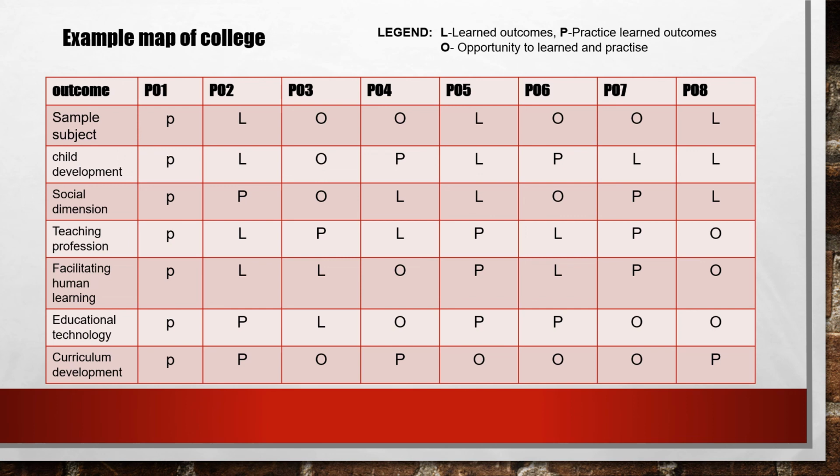So this is an example of a curriculum map of college. We have the legend here. L means learn outcomes. P is practice learn outcomes. And O, opportunity to learn and practice. This is the sample subject here.